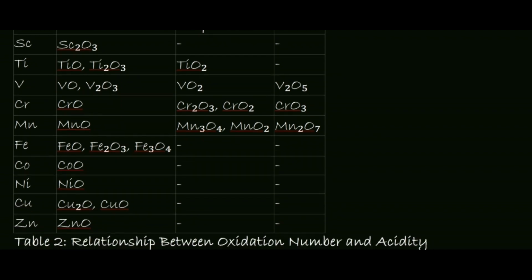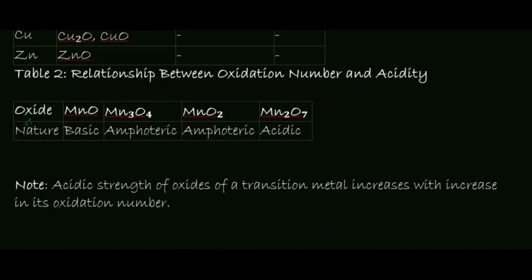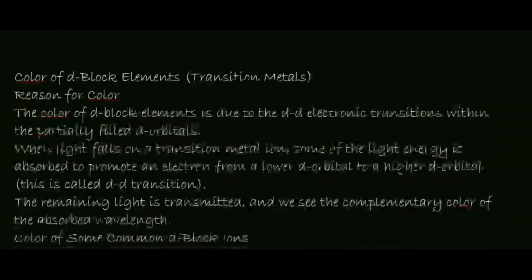Okay. Then acidity. As I told, manganese is a very important metal among the 3d series. It can exhibit amphoteric, acidic and basic nature as well, depending on its oxidation state. Acidic strength of oxides of transition metals increases with the oxidation number.